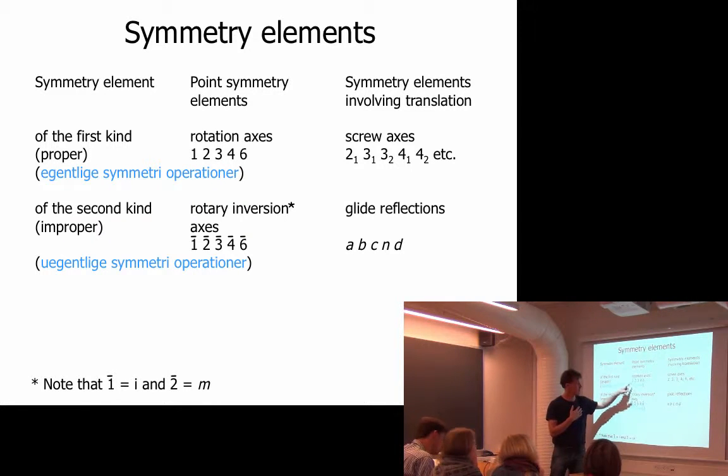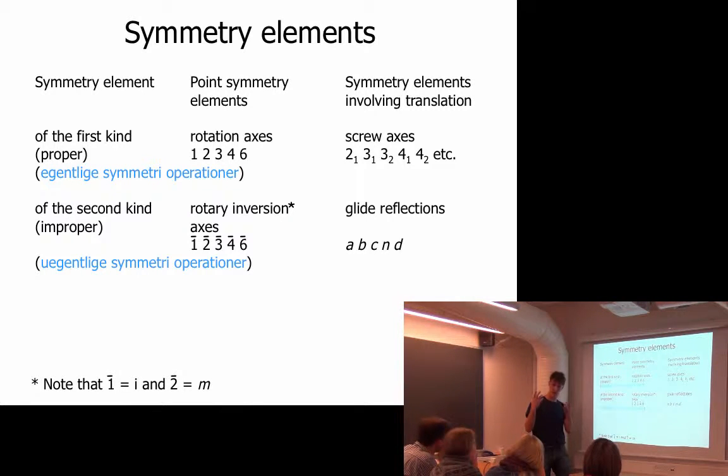So the symmetry elements are here: rotation axis, rotary inversion axis, screw axis, glide reflections. They can be classified in different ways. We can say some of them are symmetry elements of the first kind, or proper symmetry elements, and some of them are called improper symmetry elements. And those that are improper are those that contain an inversion center. That means that if we have a molecule in a crystal and we impose this inversion on it, it actually becomes a new molecule, right?